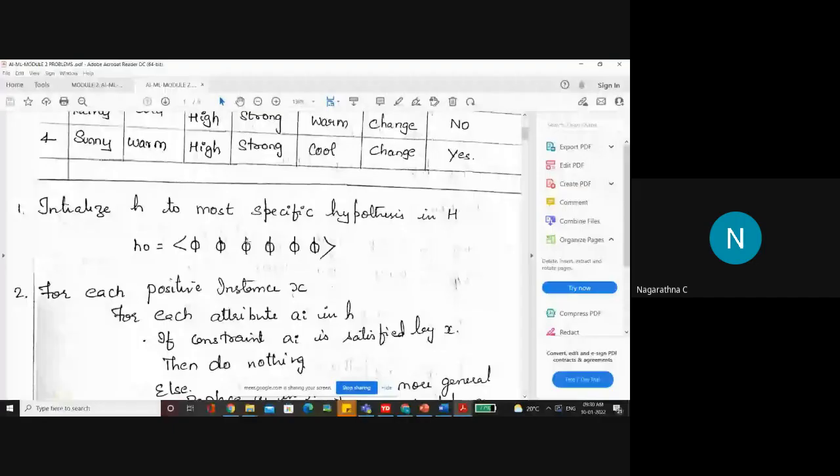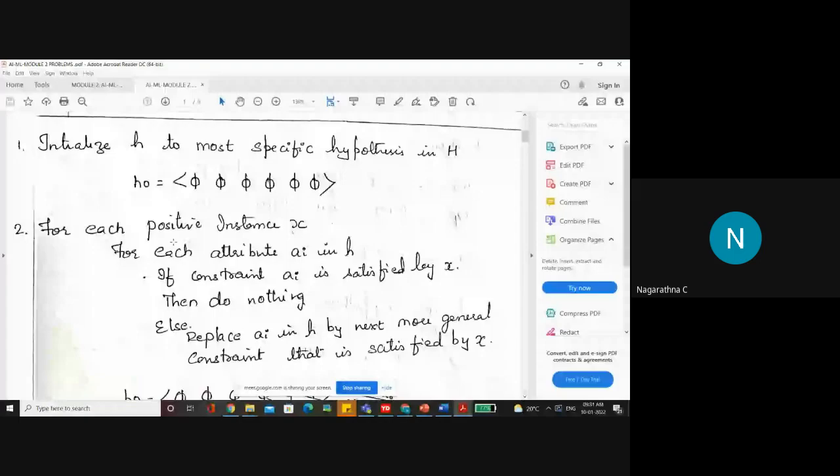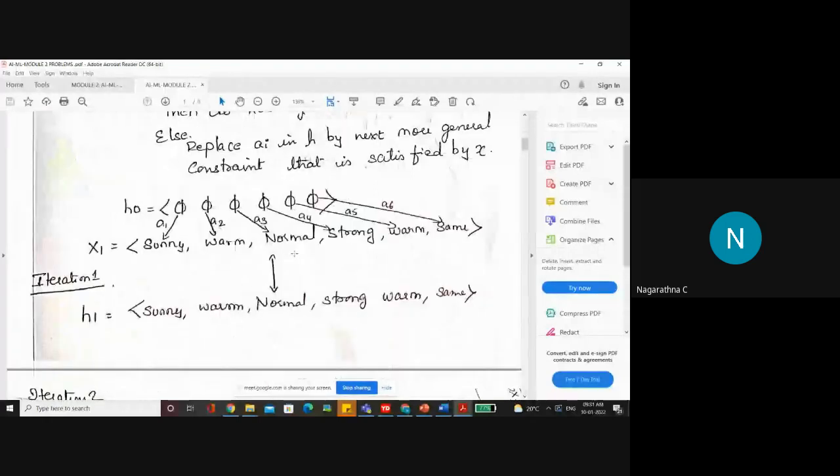So we have solved it. The same data set we have taken here. So initialize h to the most specific hypothesis in H. So our most specific hypothesis h is initialized to all phi values. There are six attributes, six phi values. For each positive instance x, for each attribute ai in h, if the constraint ai is satisfied by x, then do nothing, else replace.